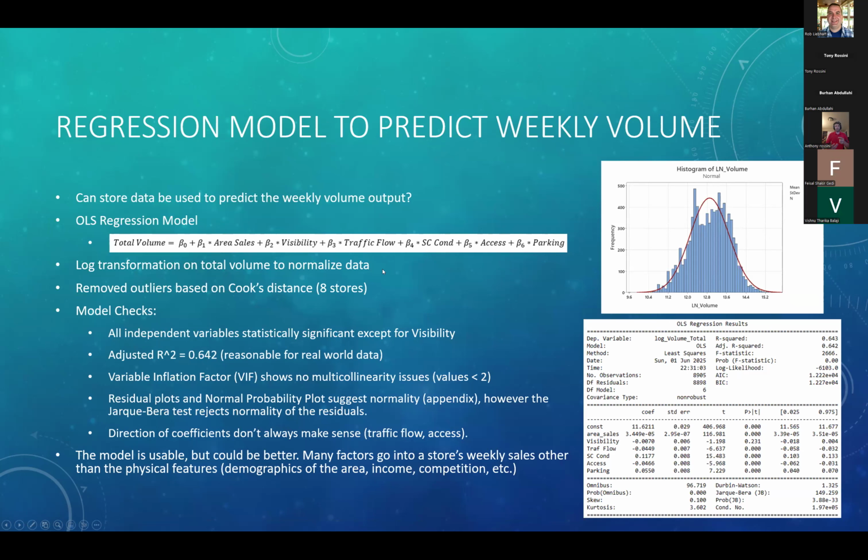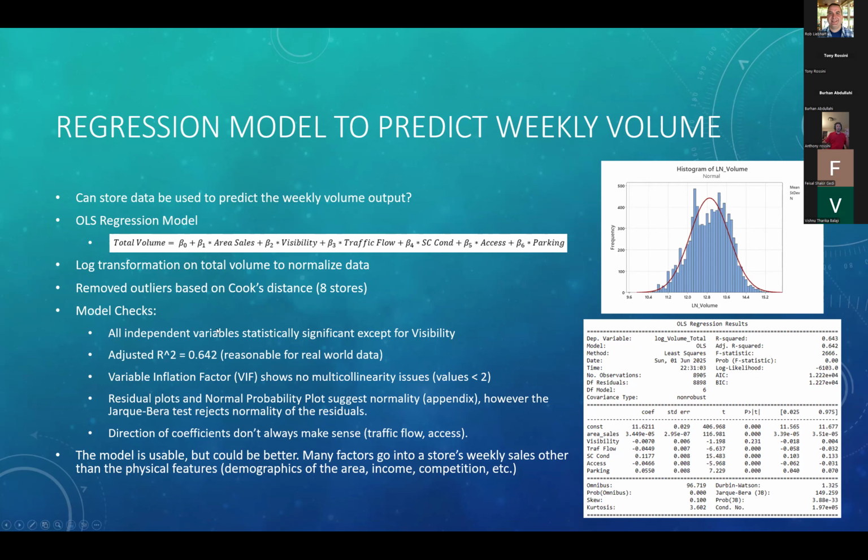I did have to normalize the total volume because of how skewed it was. That makes it really difficult to work with the regression model. So I did a log transformation to normalize the data and got a lot better results. I did end up removing 8 stores from the data set completely because they were identified as an outlier.